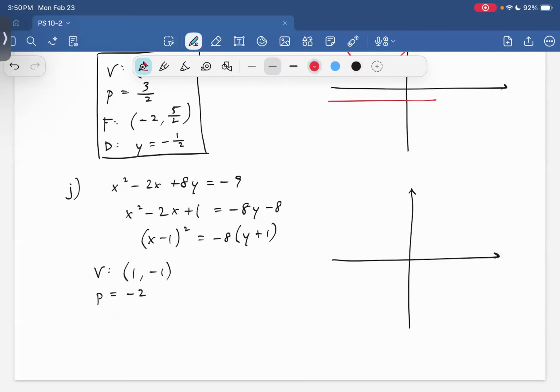This opens downwards. So here's the focus, and here would be the directrix. The focus is 2 units down, so it's 1 comma negative 3. And the directrix will be 2 units up, so y equals 1.